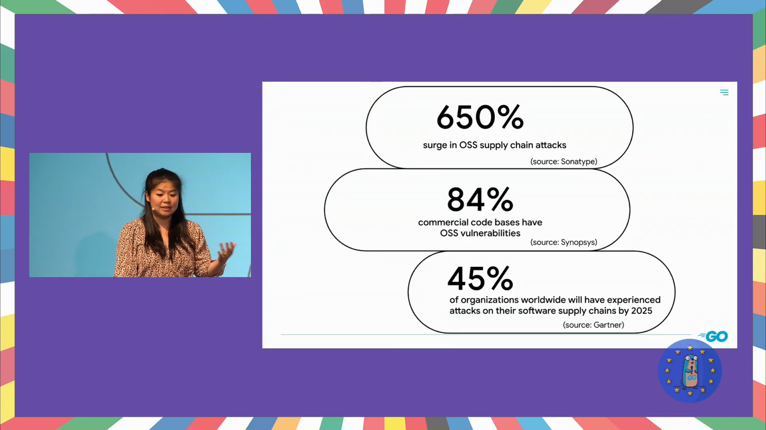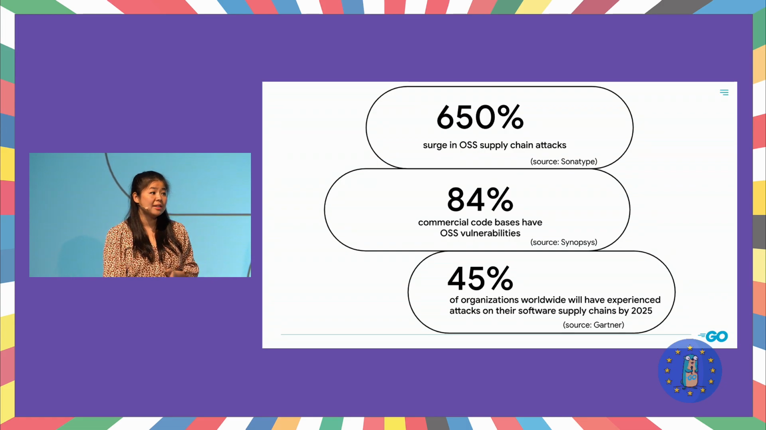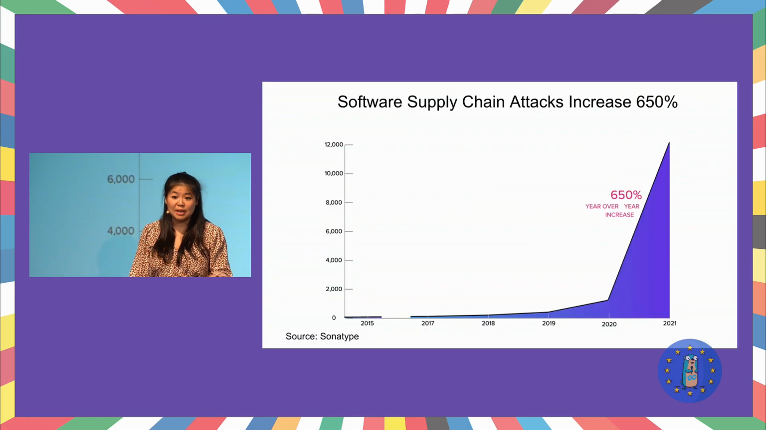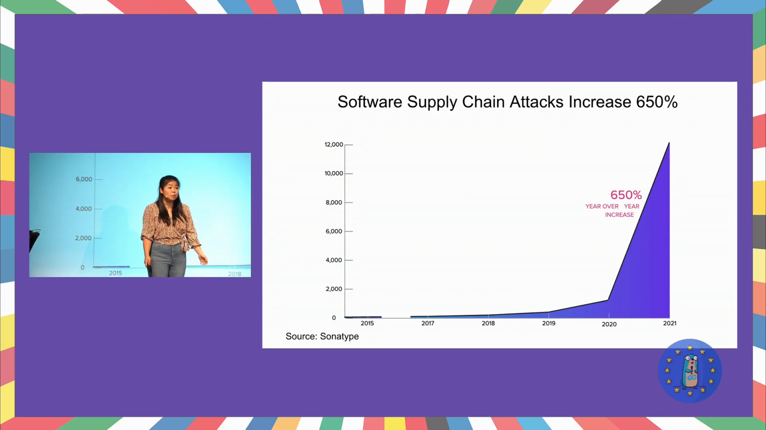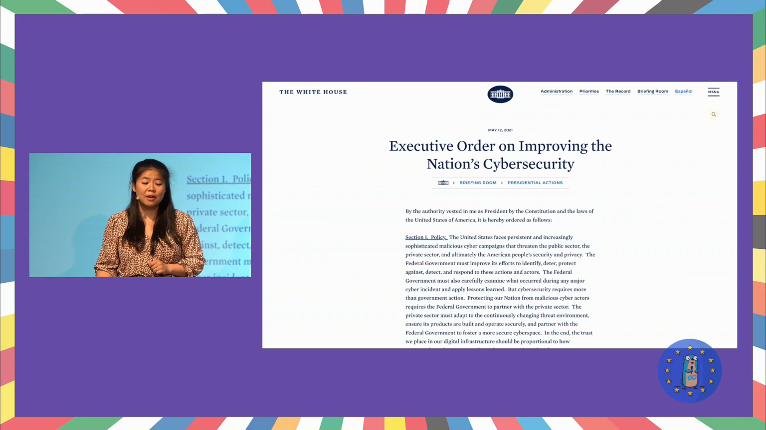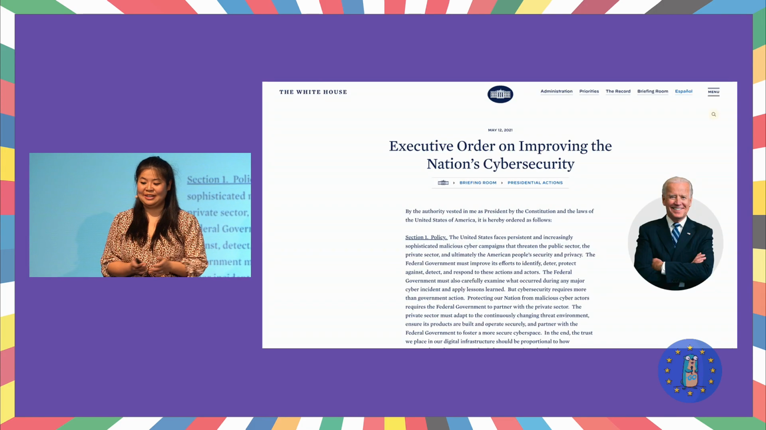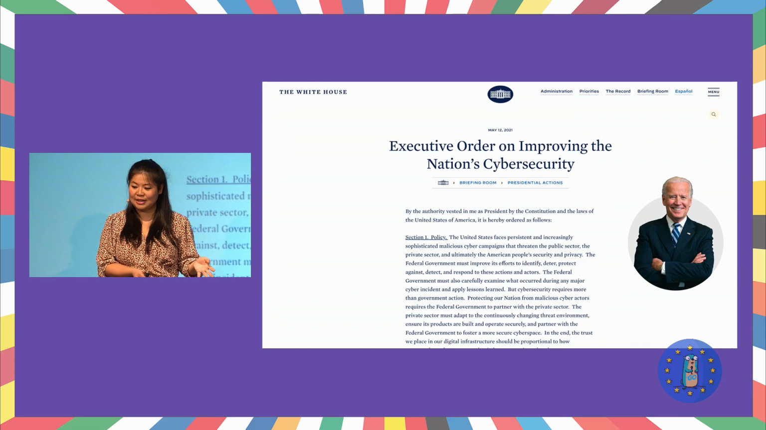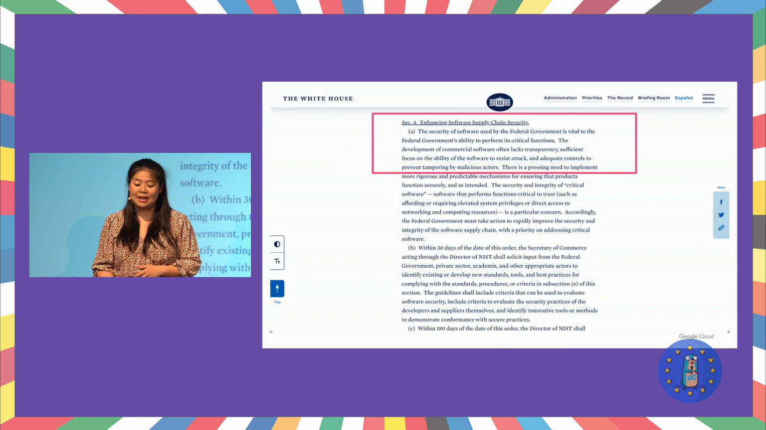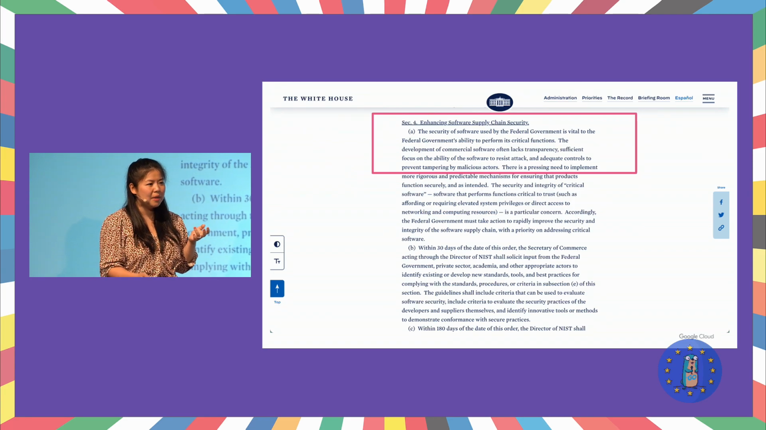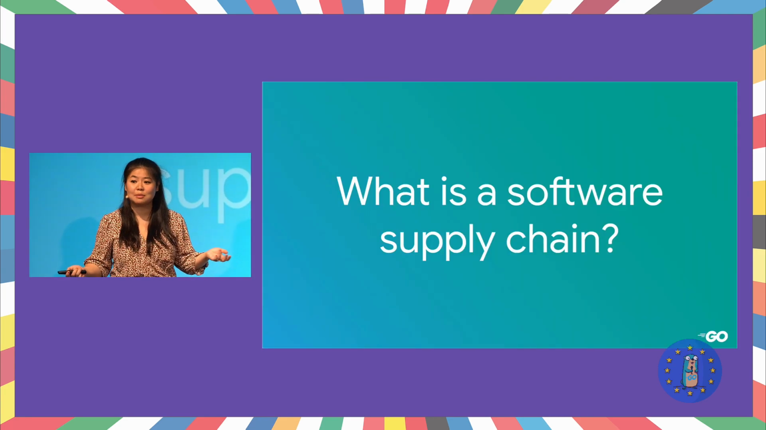There's also a lot of research and statistics that have been published to back up the fact that this rise in supply chain attacks is really real. For example, according to one source, there have been more than 12,000 attacks between 2020 and 2021, and that represents over a 650% year-over-year increase. And lastly, we care a lot about vulnerabilities in our supply chain because, well, at least in the US, the president told us to. In 2021, there was this executive order that was issued to improve the nation's cybersecurity. And it specifically called out enhancing software supply chain as being vital to the federal government's ability to perform its critical functions. So this might now make you sort of want to ask, what is a software supply chain?